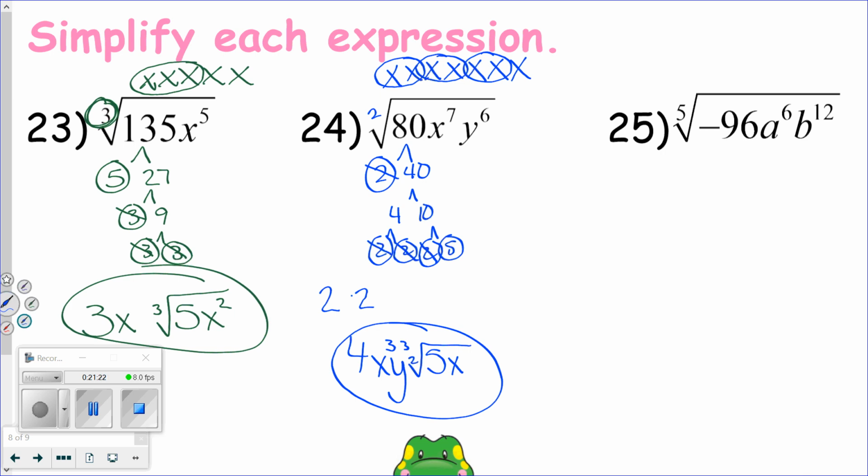All right, 25. 5th root of negative 96. Is that pretty? Grab your calculator. Type it in. Is that pretty? No? If it's not pretty, what do I do? I got to do a factor tree. Now, the fact that it's negative, if I get a group of 5 out of there, what happens to the negative? Does it stay in or do I pull it out? Can I take the 5th root of an odd number and will my answer be negative?